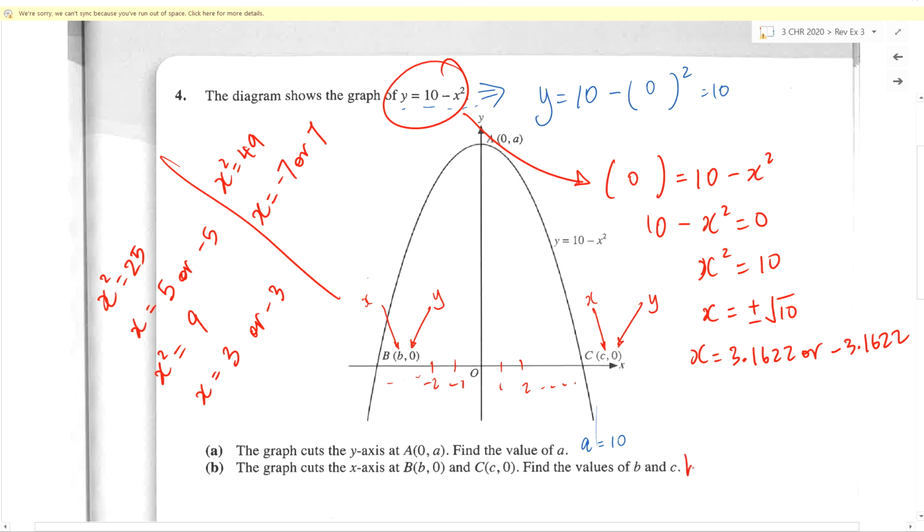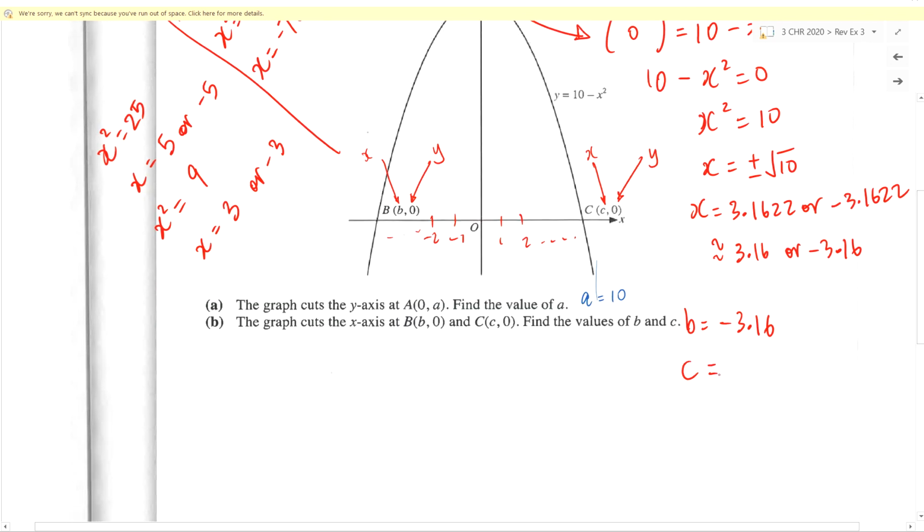Okay, so here we can conclude B equals to negative 3.16 after rounding off to 3SF. So since this is B, then C must be the positive value, 3.16. So these are our answers.